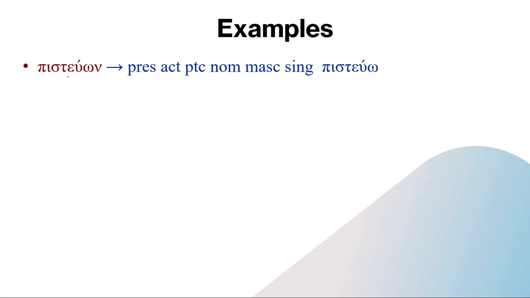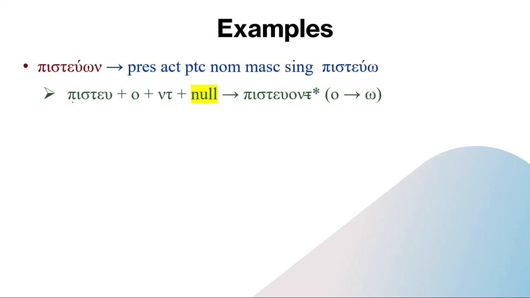Let's look at some examples here. So we have pisteuon. We saw that before. This is a present active participle, nominative masculine singular, and it comes from pisteuo. So we have the stem, pisteu, plus the connecting vowel omicron, plus the participle morpheme, nu tau, and then a null ending. This is an anomaly. Normally there'd be a third declension ending. This one just drops out. And so we get pisteuont, the tau drops out, the omicron lengthens to omega, and we get pisteuon.